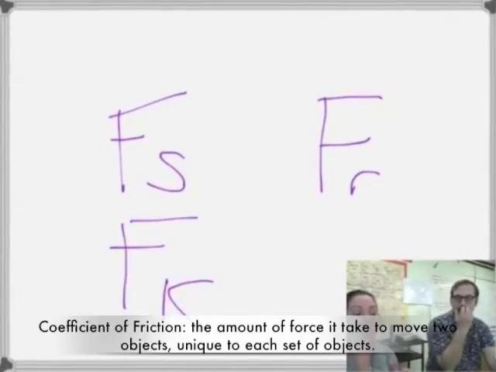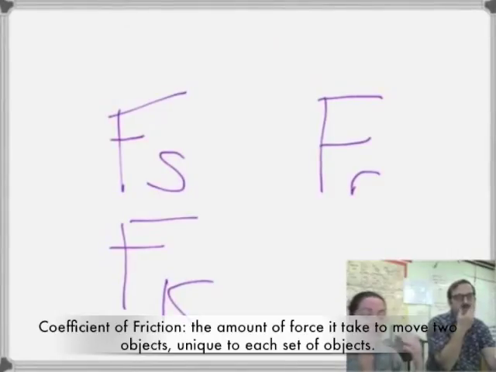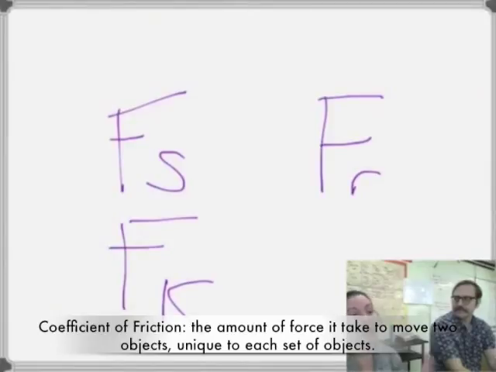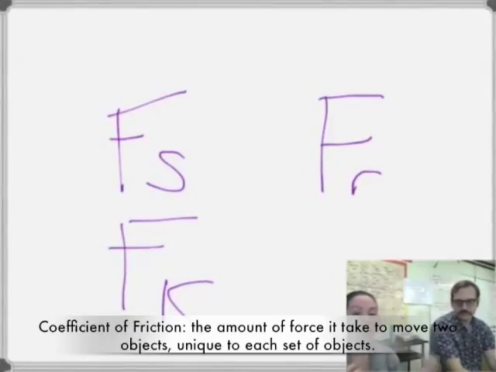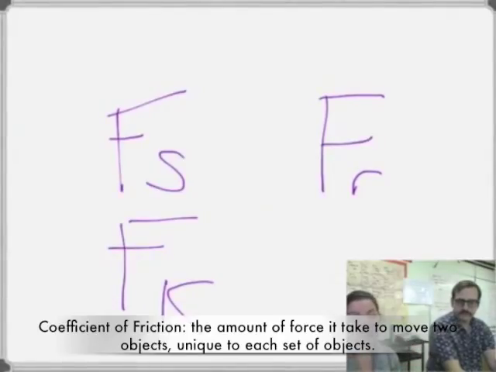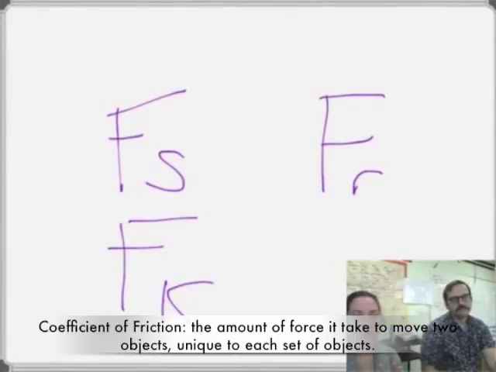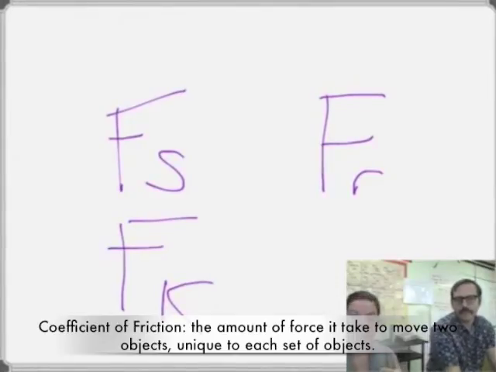So the coefficient of friction for, let's say, the sandpaper and a wooden block is going to be high because the sandpaper is pretty rough. Whereas the coefficient of friction between, let's say, the wooden block and a piece of glass would be a lot lower because those two are a lot smoother.